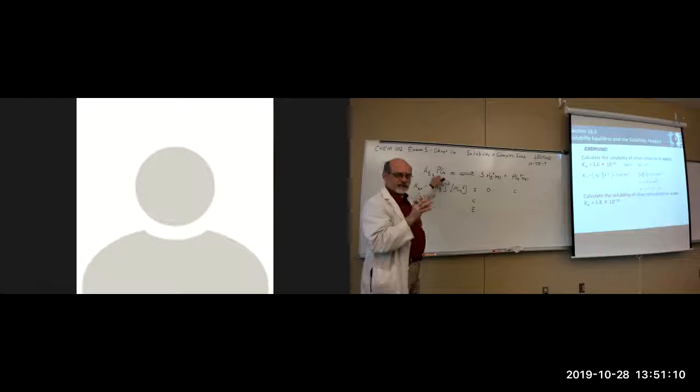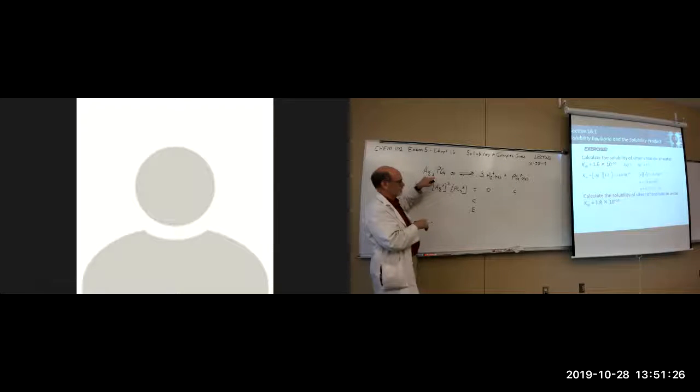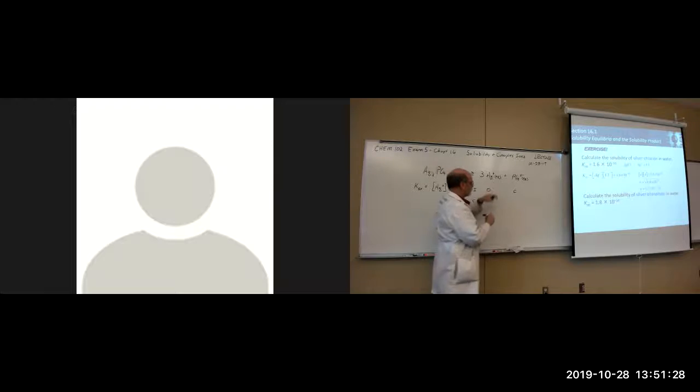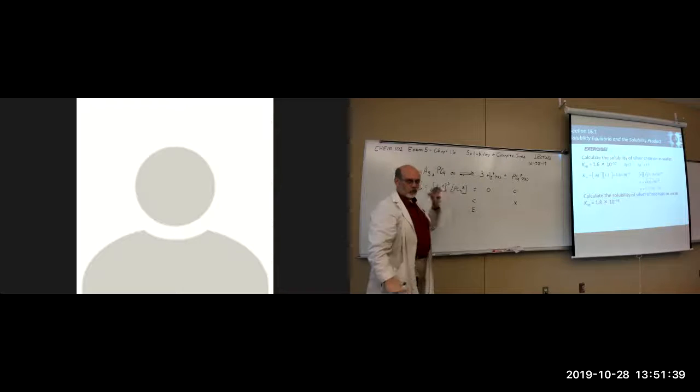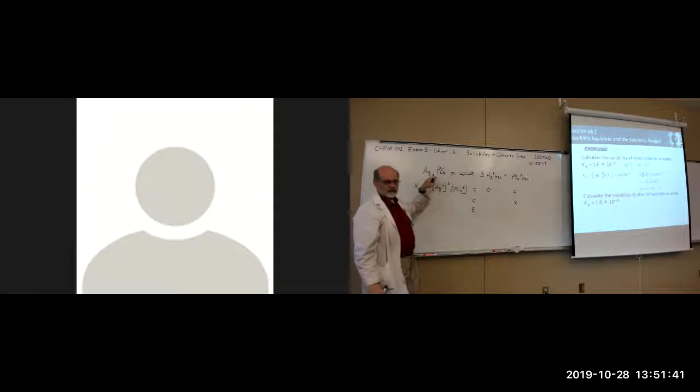It's key to pick your unknown, if you can, so that once you find out the unknown, it gives you directly the answer that you're looking for. We're looking for solubility. How much of this goes into solution? So if we make phosphate our X, then for every 1 phosphate, 1 of these goes into solution. All right, so if we find out what X is, we have the solubility of silver phosphate.